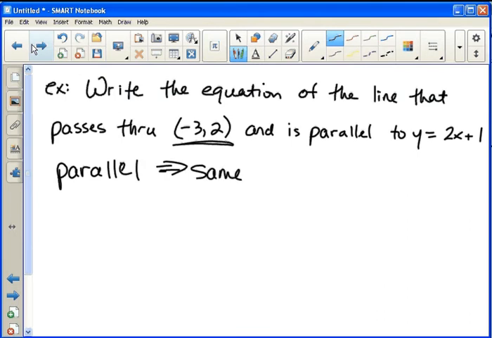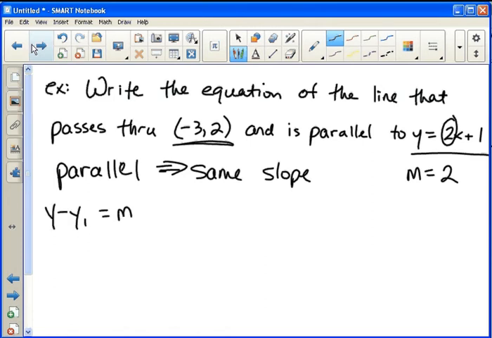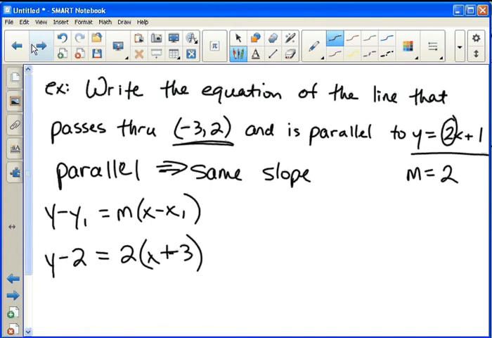So if we can figure out the slope of this line over here, we can figure out the slope of our line. If you remember, y equals mx plus b, the m, or the number in front of x, is your slope. So the slope is 2. So our point is -3, 2, and our slope is 2. So if we use the point slope form, we get y minus 2 equals 2 times x minus -3, so that's really x plus 3. Then we'll distribute this 2 right here and get 2x plus 6, and then add 2 to both sides and get y equals 2x plus 8.